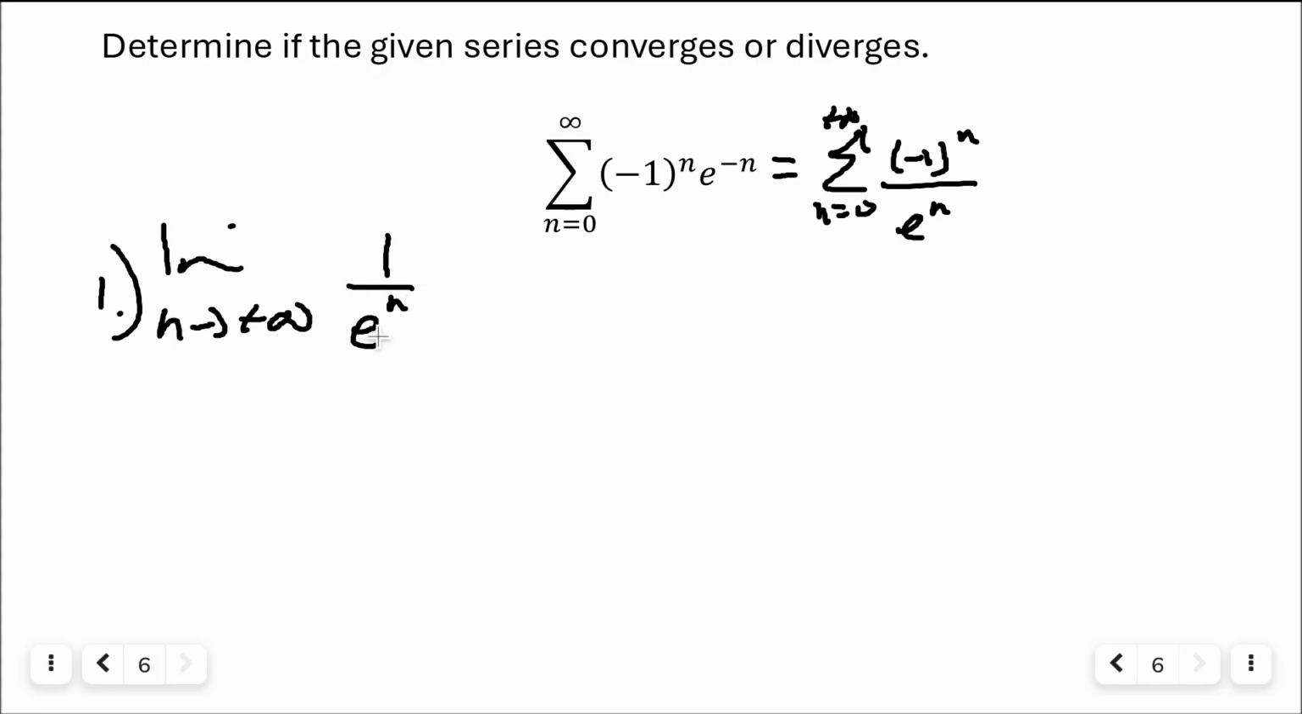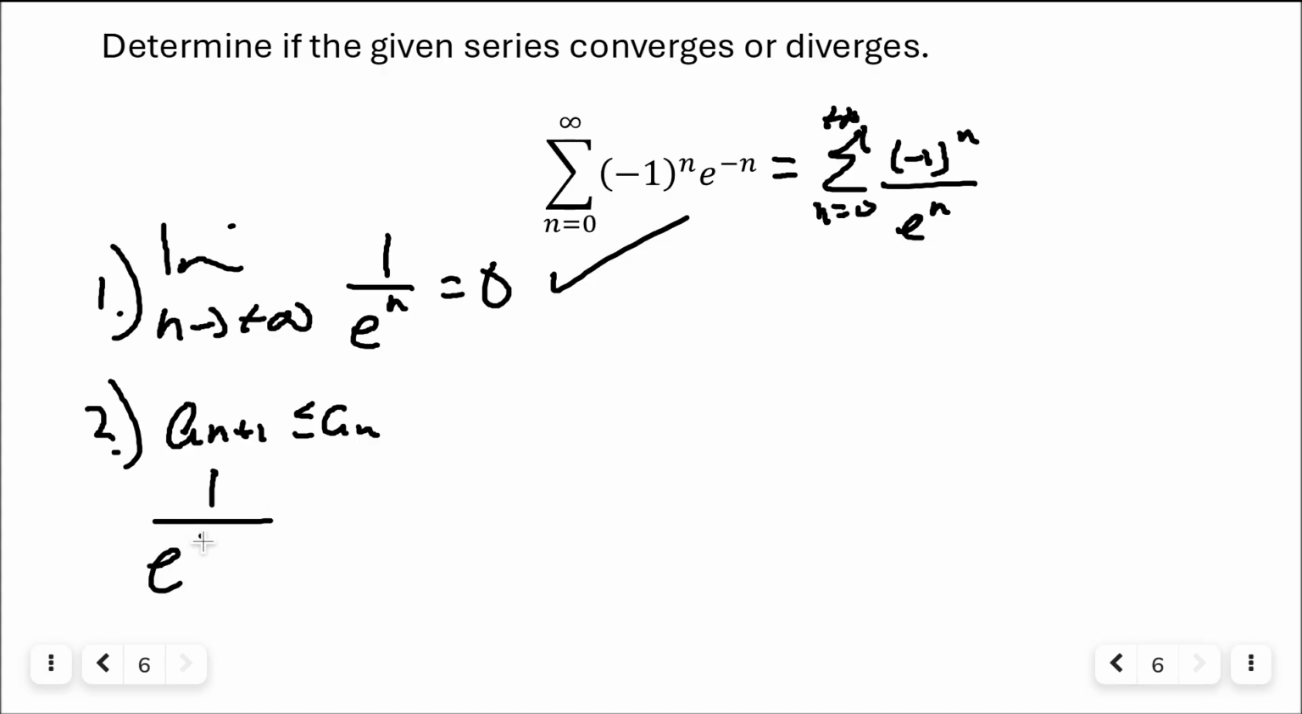So that's 1 over e to the infinity. So that's 2.718 to the infinity. Well, that goes to infinity. 1 over something really big goes to really small. That's 0. So that's good. And then we want to convince ourselves that this thing's non-increasing. So 1 over e to the n plus 1 would have to be less than or equal to 1 over e to the n.